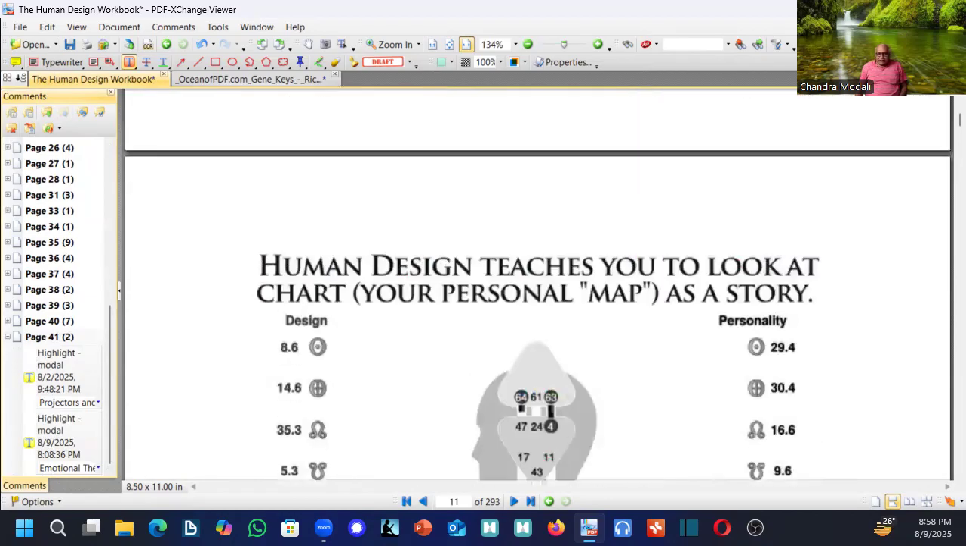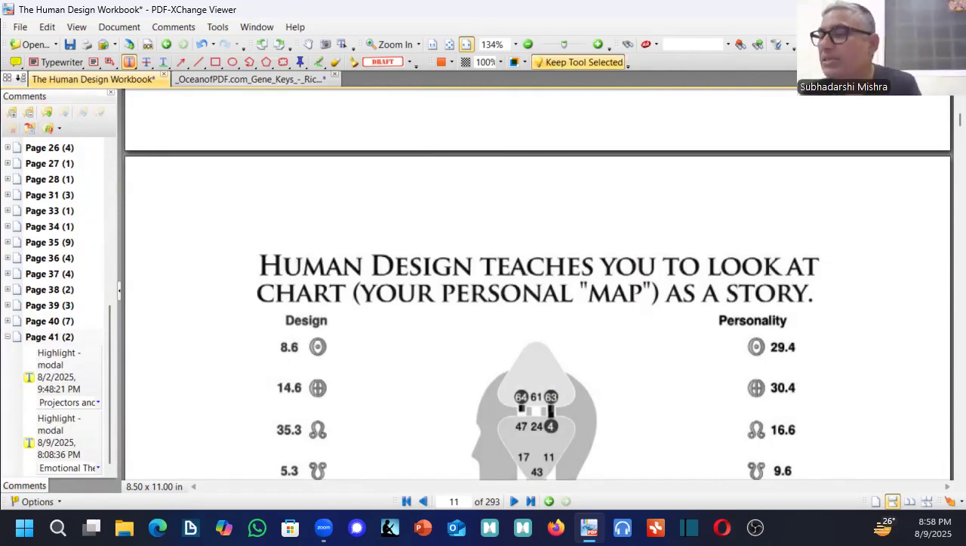So when you create a chart, you get 2 parts to it. One is the design side of it, which is nothing but your date of entry into this earth minus 90 days. That is more like the 3rd trimester of the pregnancy. It is 88 days, but it is better to consider it to be 90 days.